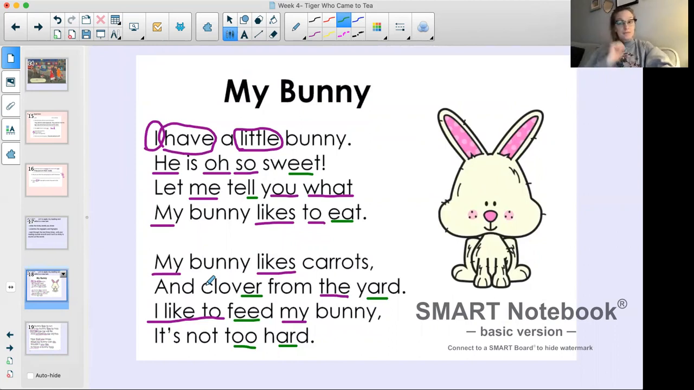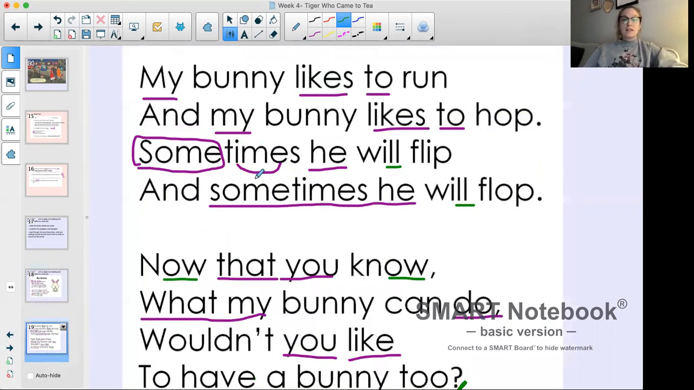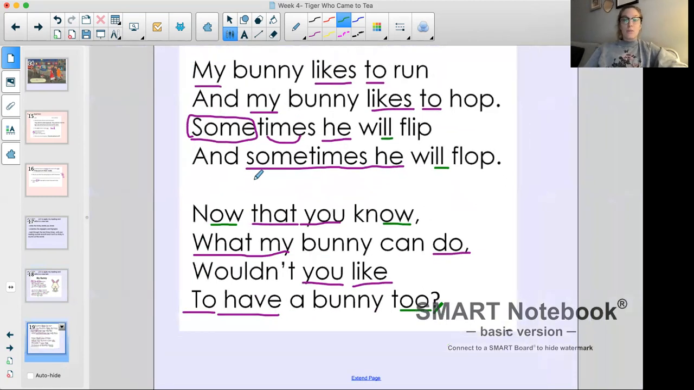So my turn. My bunny. I have a little bunny. He is oh so sweet. Let me tell you what my bunny likes to eat. My bunny likes carrots and clover from the yard. I like to feed my bunny. It's not too hard. My bunny likes to run, and my bunny likes to hop. And sometimes he will flip, and sometimes he will flop. Now that you know what my bunny can do, wouldn't you like to have a bunny too?